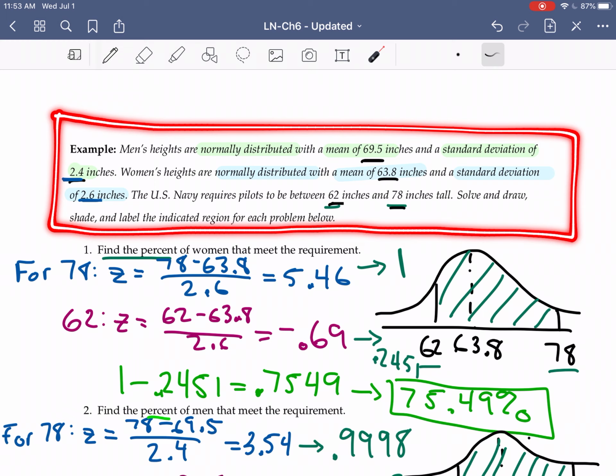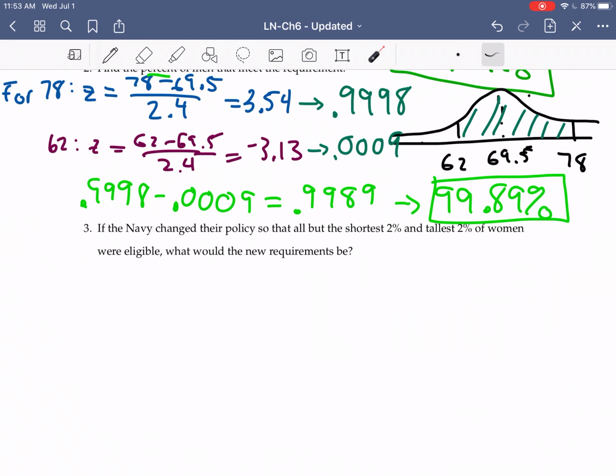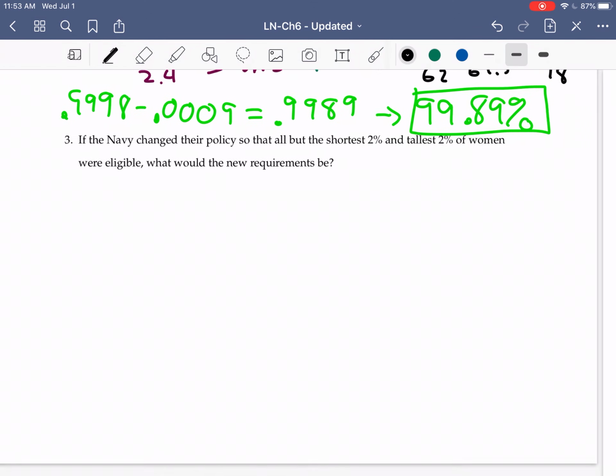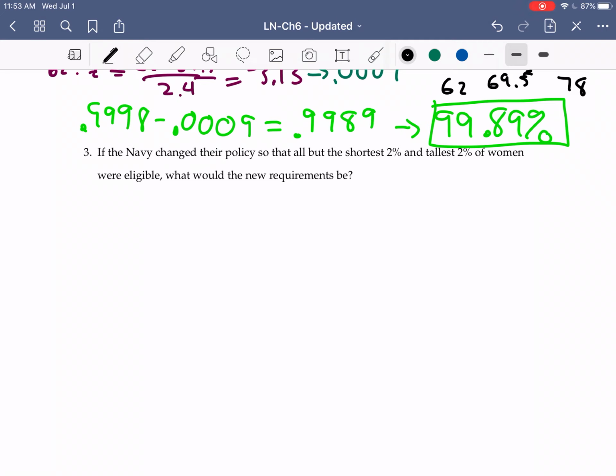So, we already went through problems 1 and 2 in the last video. If you want to take a look at those, you can see that. We're going to jump down to problem 3, which is a little bit different than the first two. So here, this asks, if the Navy changed their policy so all but the shortest 2% and tallest 2% of women were eligible, what would these new requirements be?